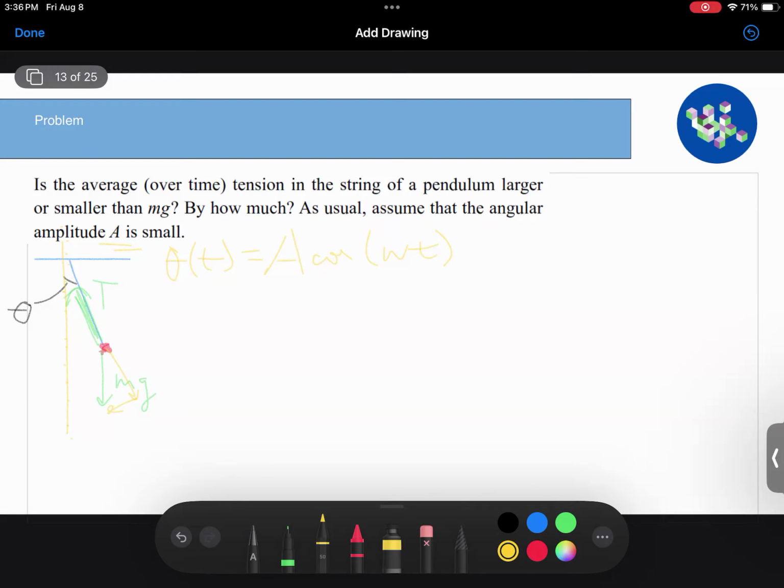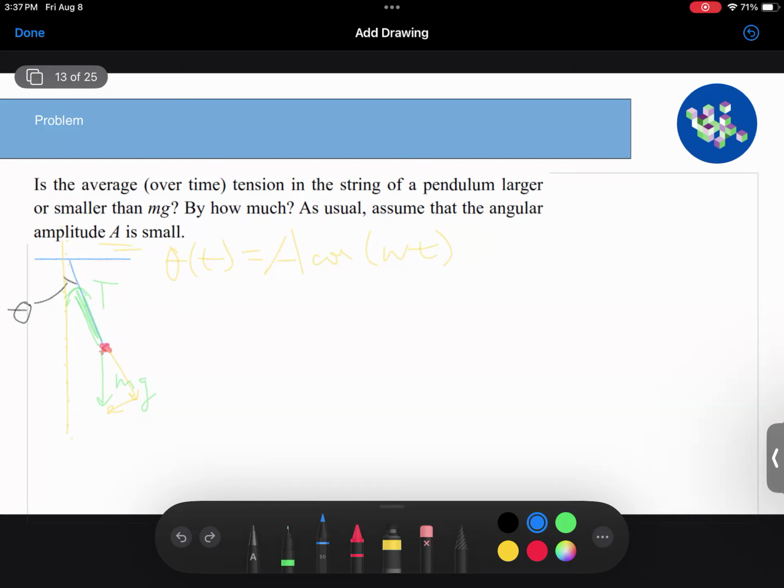Okay, we have this expression for theta as a function of time, right? Now we want to find what the tension is. Well, we can relate tension to the centripetal acceleration. I need enough centripetal acceleration so that we can have circular motion, right? Because in circular motion, you need enough centripetal acceleration. Otherwise, the mass is going to fly off, right?